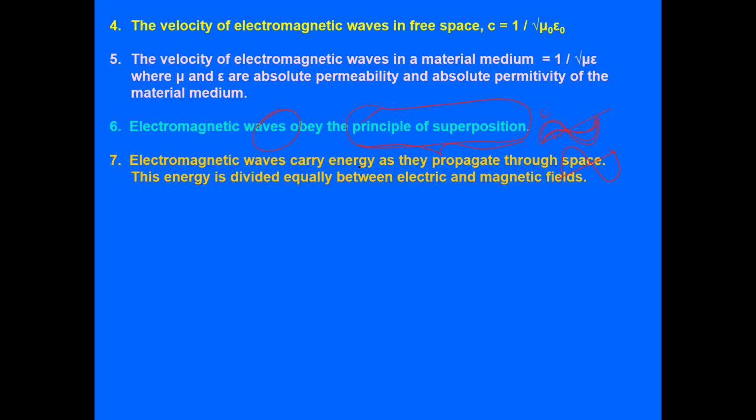Also, these waves carry energy as they propagate through space. This energy is divided equally between the electric and the magnetic fields. Electric field lines and magnetic field lines, they occupy those kinds of things.